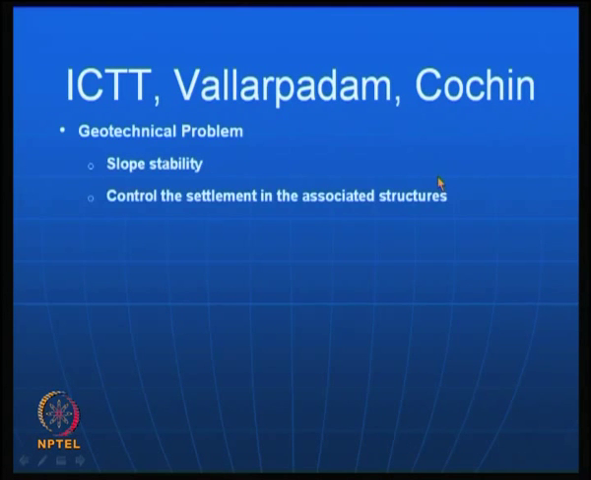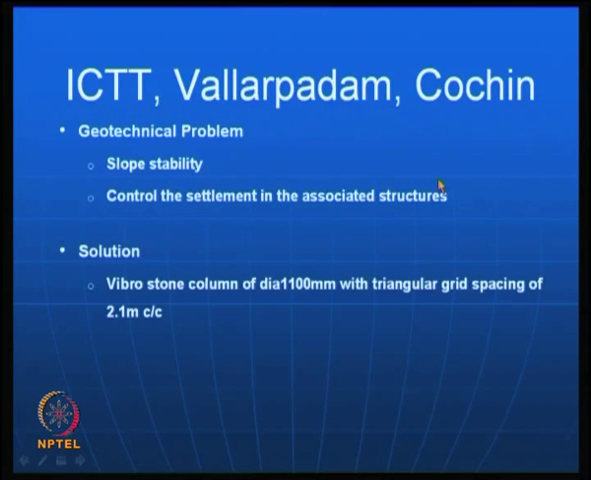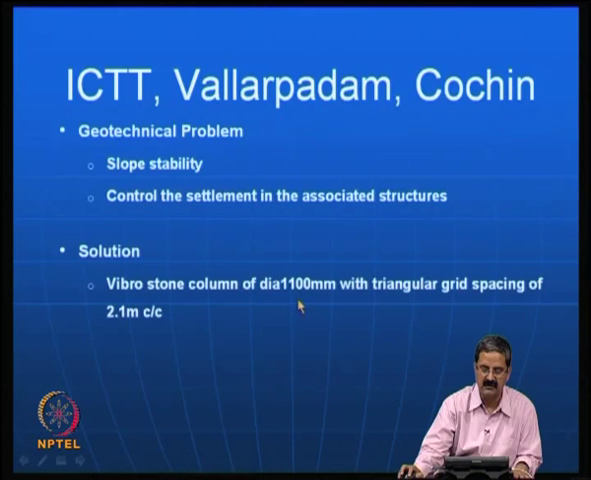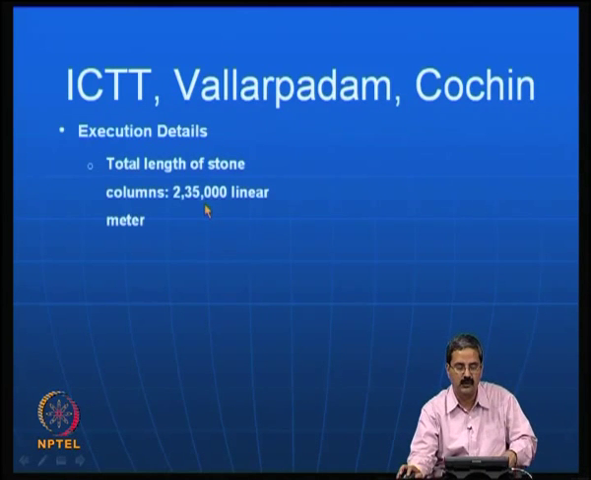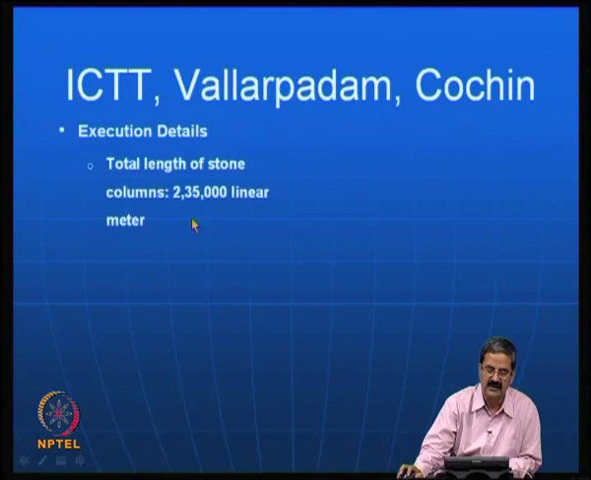So, the issue is that slope stability and settlement control are issues, and the solution was that they did a rigorous design and came out with a configuration of 1.1 meter diameter stone columns with a spacing of 2.1 meters center to center. The depth is about 22.5 meters. The total length of stone columns is 22.5 meters times the number of columns, which gives the linear meter length of the stone columns.